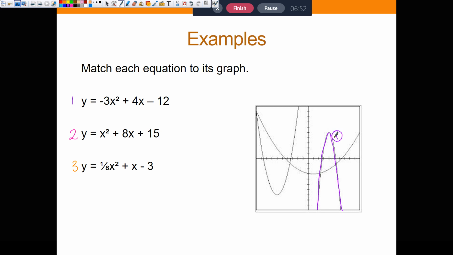Okay. Number 2 has an intercept at 15. It opens up and it is average width. Okay, this one looks very wide. So it has to be this one. Plus this one crosses at -3. So that leaves me with my wide, because it is a fraction, and it crosses at -3. So it has to be this one.